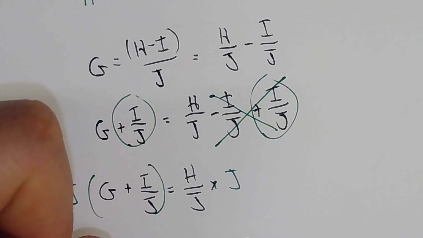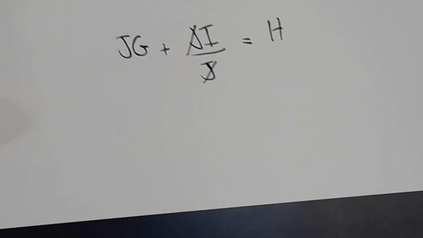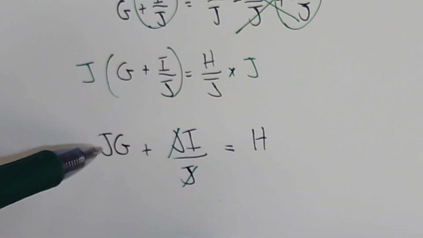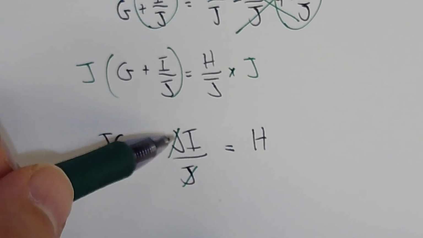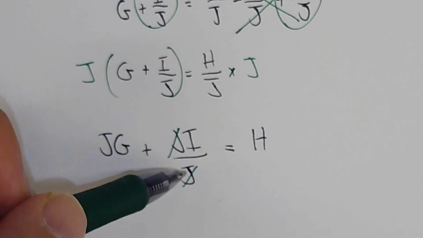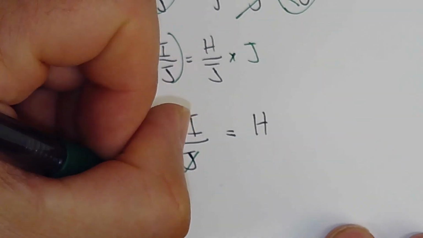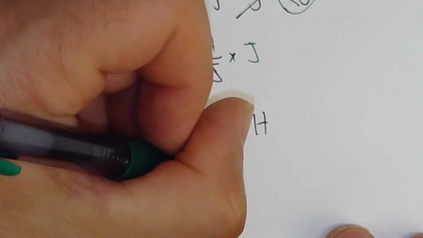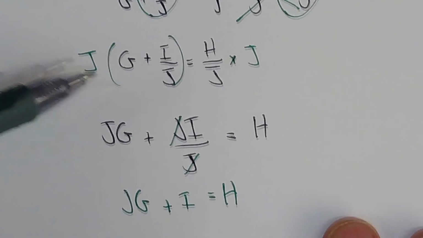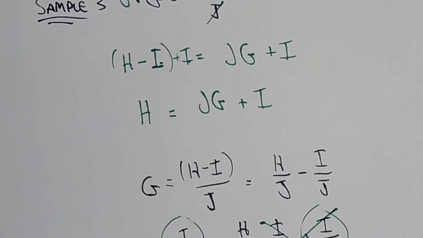So we have jg plus j over j times i. j over j cancels out, and we are left with the final formula, jg plus i equals h. All right, so we have jg plus i equals h, and look at this: jg plus i equals h.